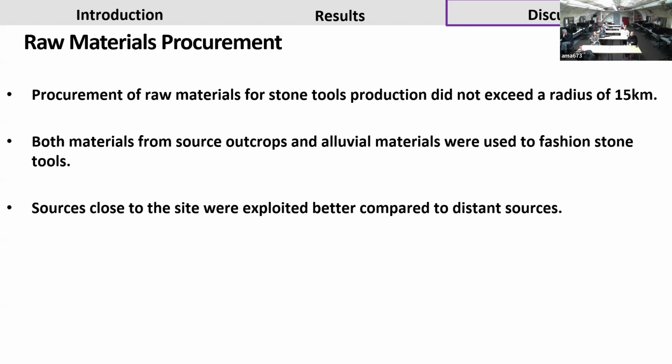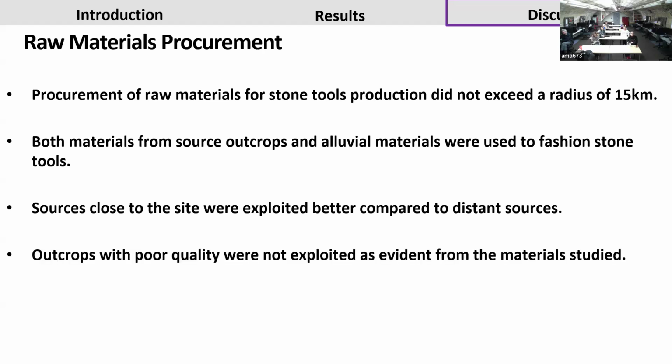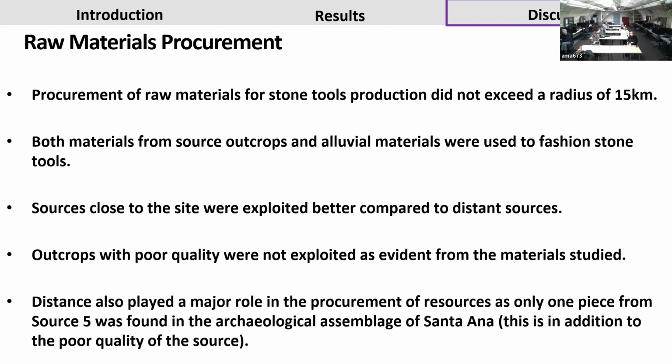The grains are very terrible, so that when you take the source, it breaks off easily. So there's no way they could have fashioned any stone tools from there. And that's what I've just explained. Outcrops of poor quality were not exploited, as is evident from the material study. And distance played a major role in the procurement of raw materials.